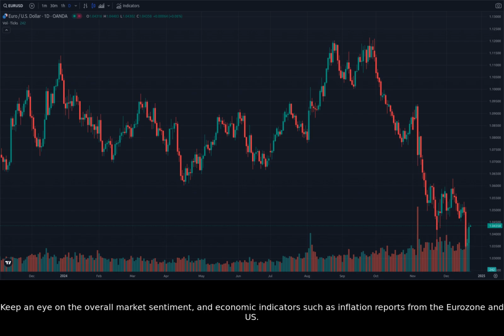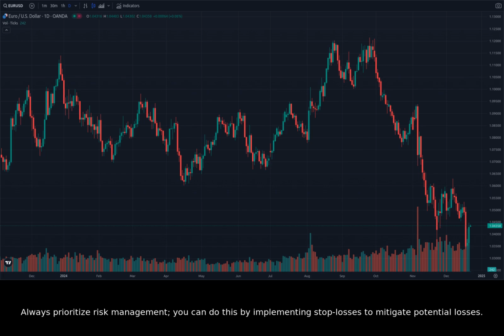Keep an eye on the overall market sentiment and economic indicators such as inflation reports from the Eurozone and US. Always prioritize risk management. You can do this by implementing stop losses to mitigate potential losses. We can also place a pending order near 1.06 to take advantage of potential movements.